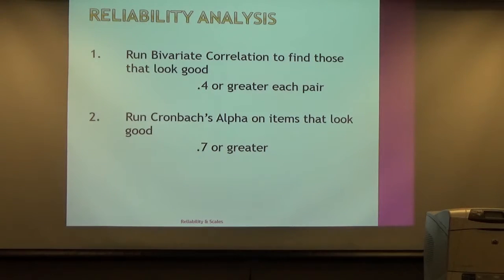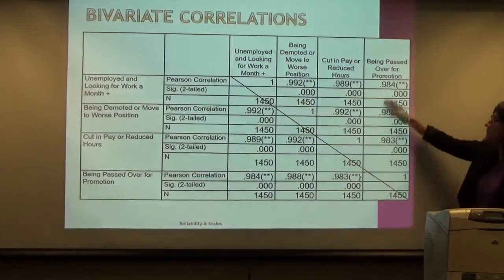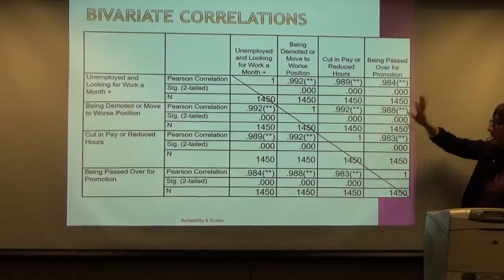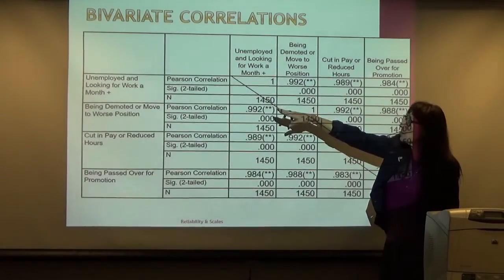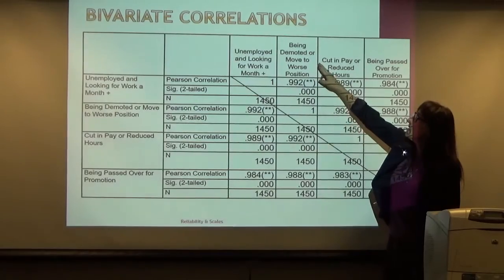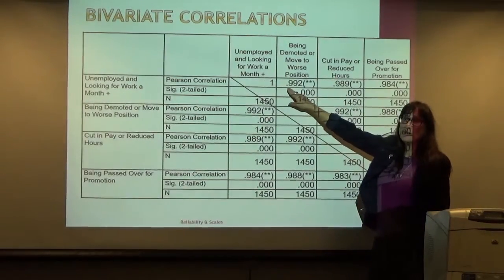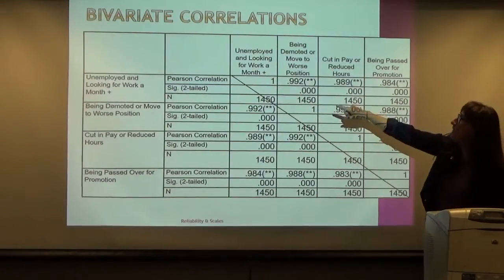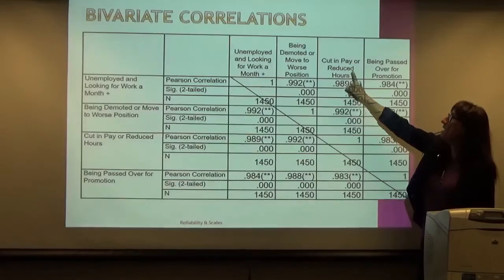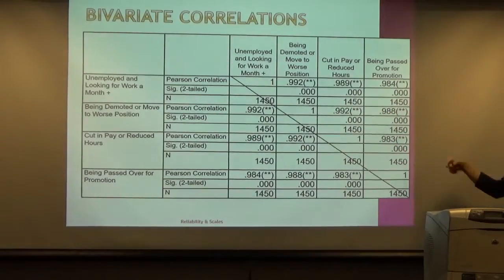Okay. So here's a correlation, right? We look for the ones, we draw a line, we scratch out half. It doesn't matter which half since they're a mirror image. And we see that unemployed and looking for work a month or more is correlated with being demoted or moved to a worse position. It's correlated at a 0.9. Unemployed and looking for work is correlated at a 0.9 with cut in pay or reduced hours, and unemployed looking for work is being passed over.